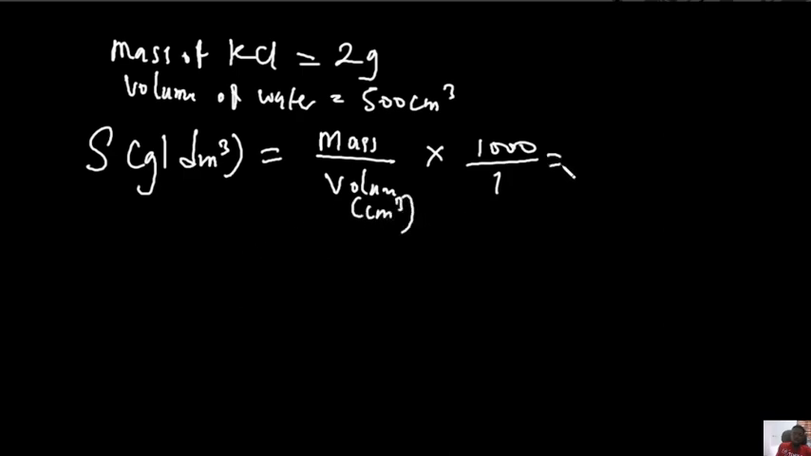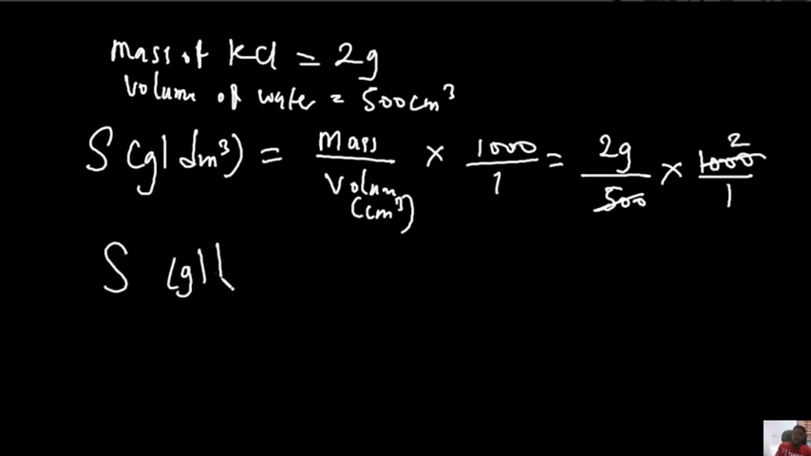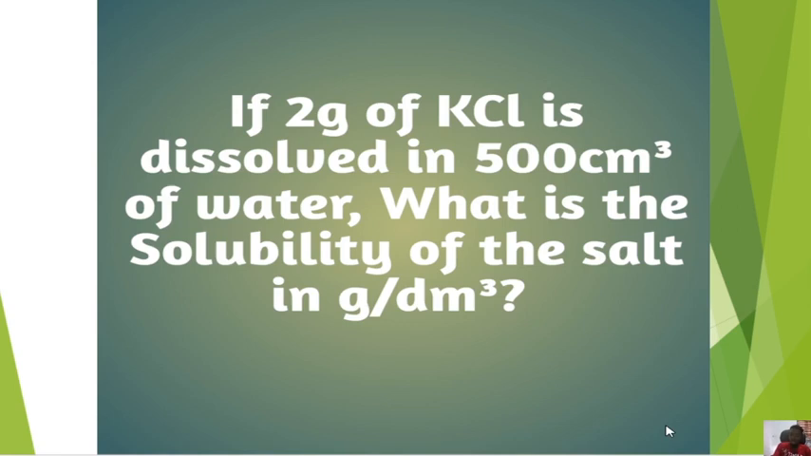Okay, so getting to solve, this is now going to be 2 grams divided by 500 multiplied by 1000 over 1. If you divide through, our solubility in gram per dm cube will now be given as 4 grams per dm cube. And that's basically what we're discussing. It's quite simple to solve and easy to understand. Once you have your formulas, these things are very easy to understand.